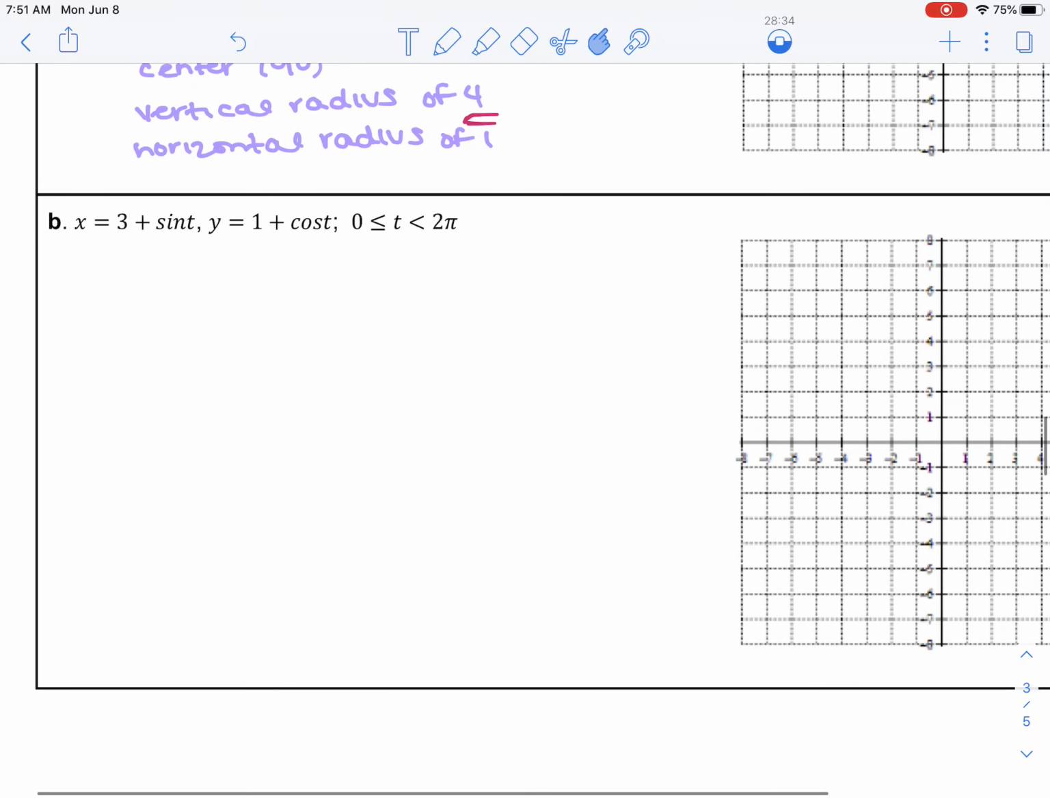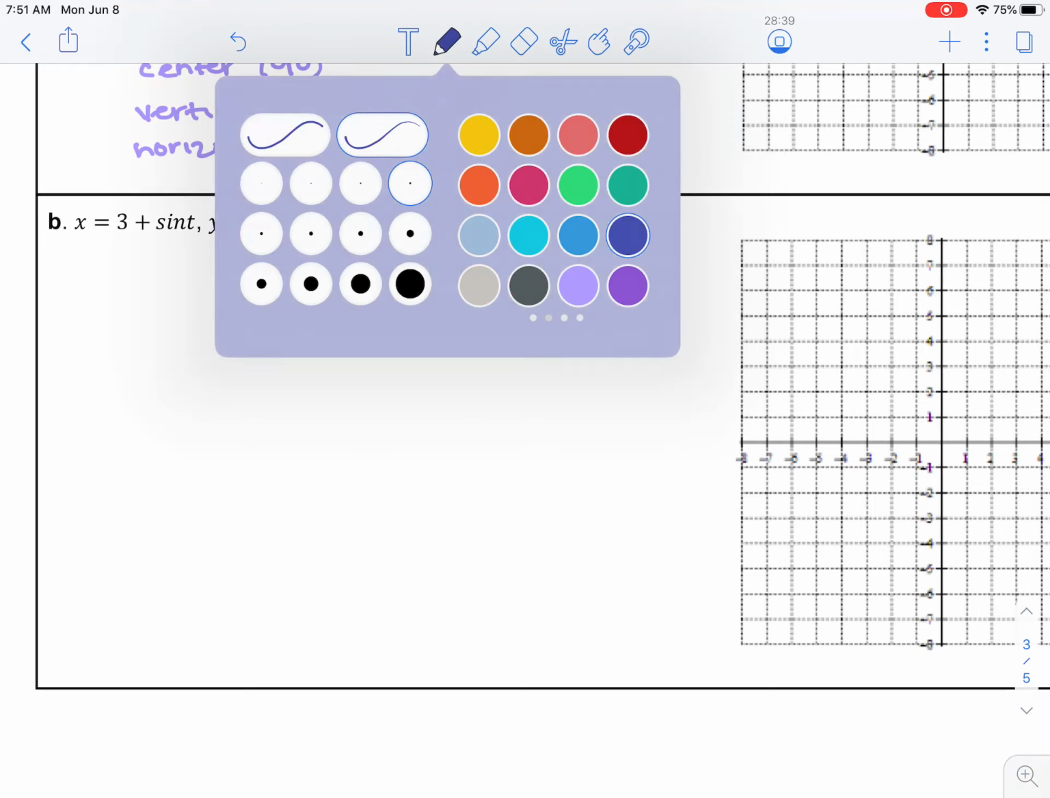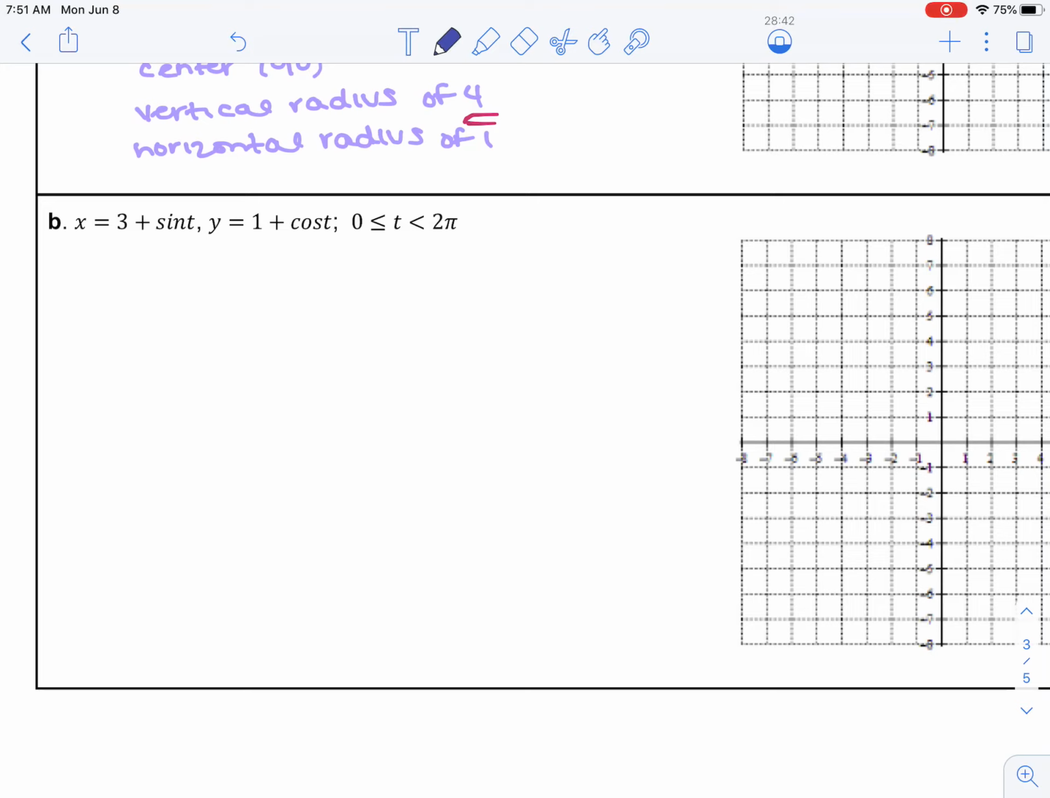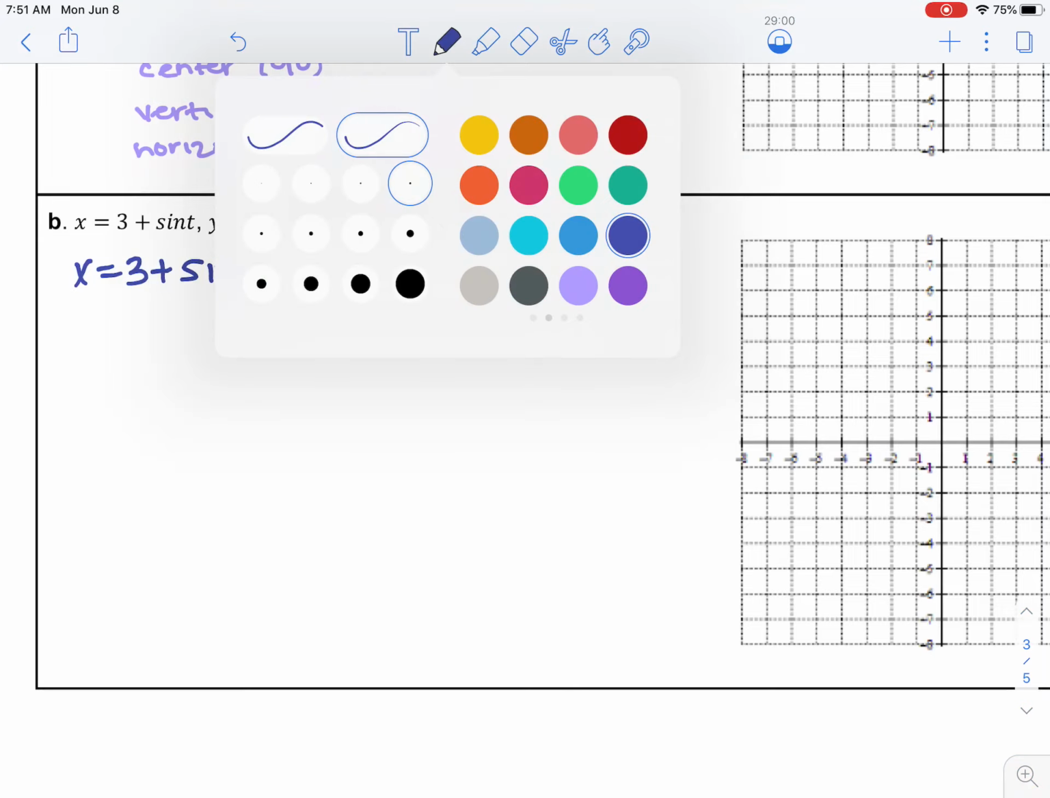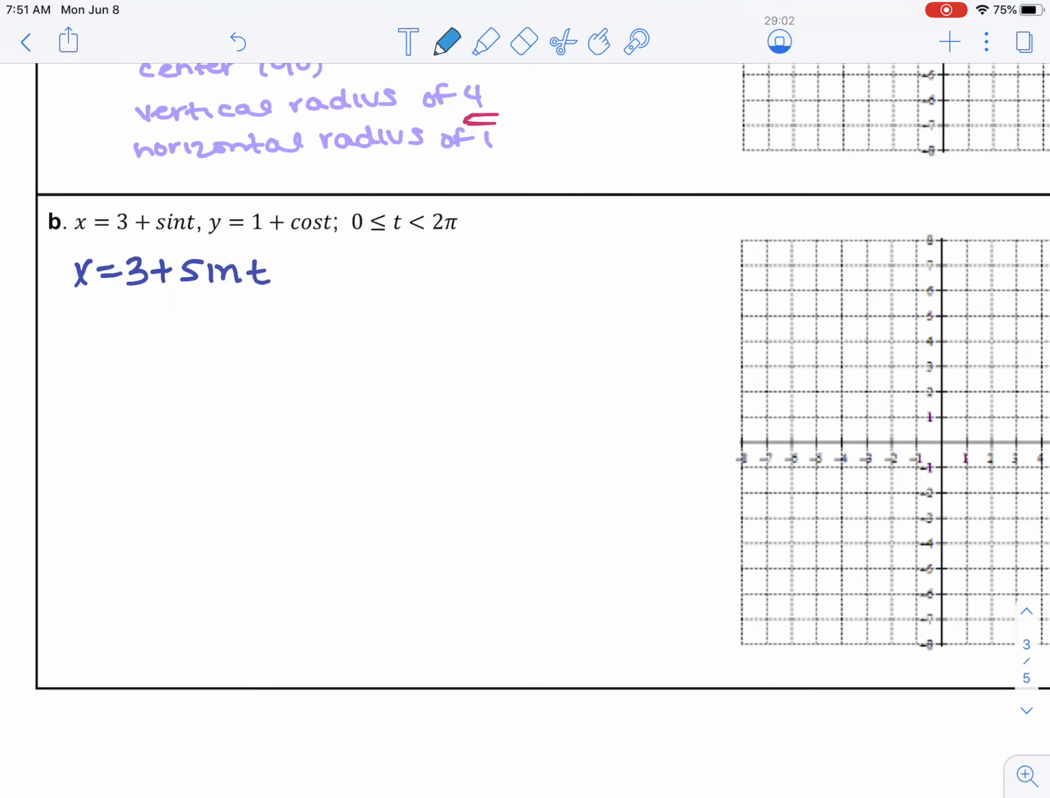Okay, B is again two trig functions that I think it would be interesting to go ahead and manipulate so that we could use the Pythagorean identity and try to write a rectangular equation as well here again. So we'll go ahead and look at x equals 3 plus sine t. And notice that instead of multiplication by a constant, we have an addition. So we'll have to go ahead and isolate the sine function. We'll end up with x minus 3 equals sine t.